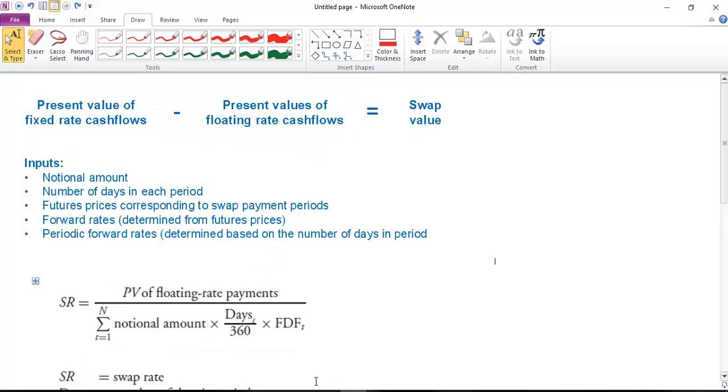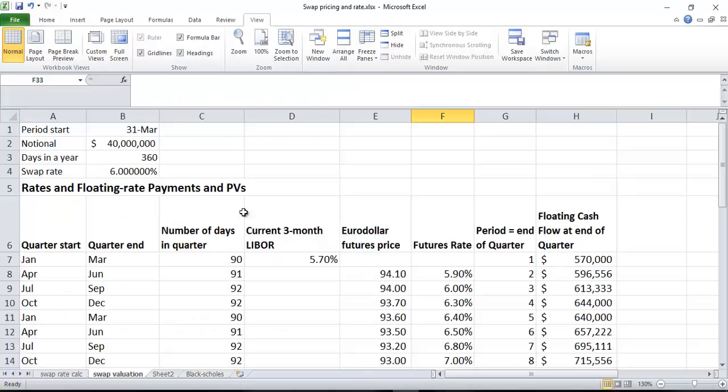Okay, so let me illustrate with this example here. We have a period start of 31st of March. Notional value is 40 million. Days in a year is a convention, 360 days. And I'm assuming here that the swap rate is 6%. Now, it doesn't matter what you assume the swap rate to be. You can always work out the exact swap rate later on. I'm just choosing this to illustrate what's going to happen to the value of the swap when I choose a specific swap rate.